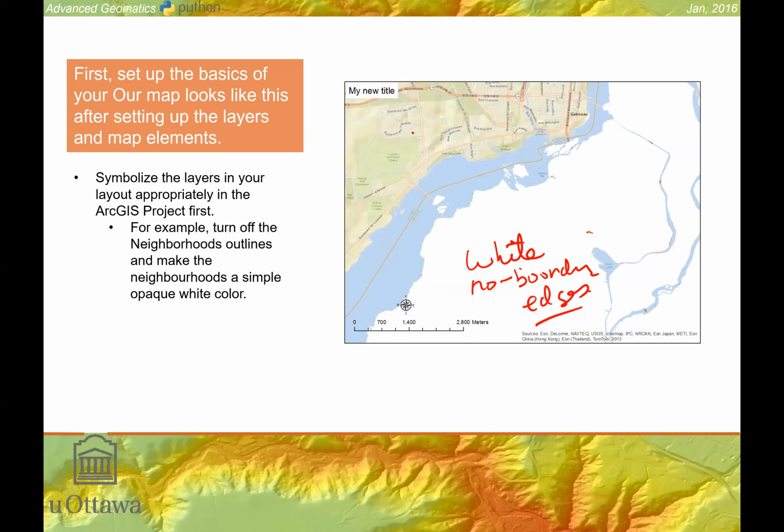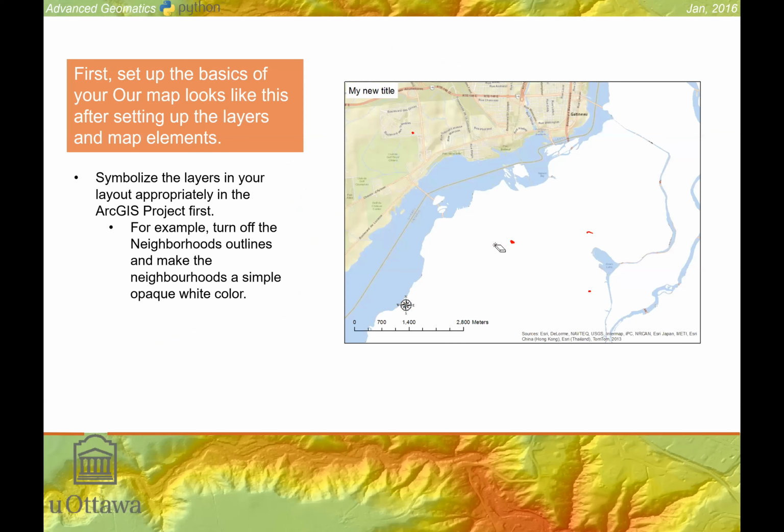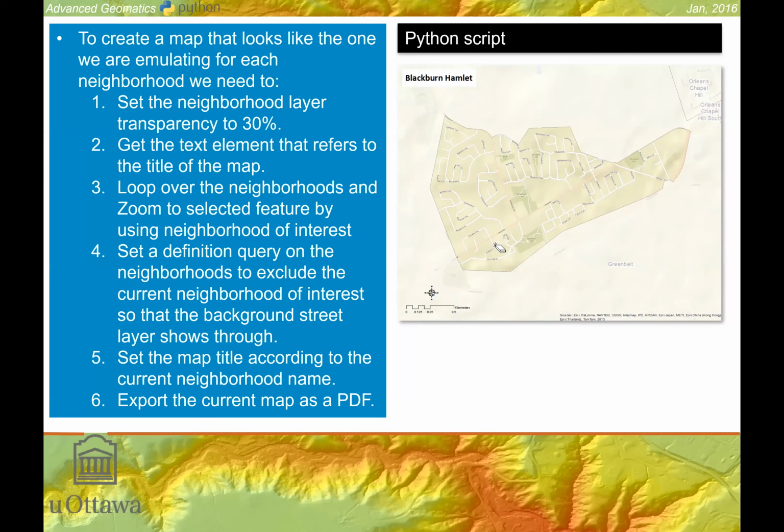So we have set it up the way we want it. No boundaries, no edges, everything white for the neighborhoods. And remember, we want it to look like that. Not obviously like that, but we have to set up those colors beforehand. It just makes it easier. So to create a map that looks like the one we're emulating, like the one on the right here, we need to do the following.